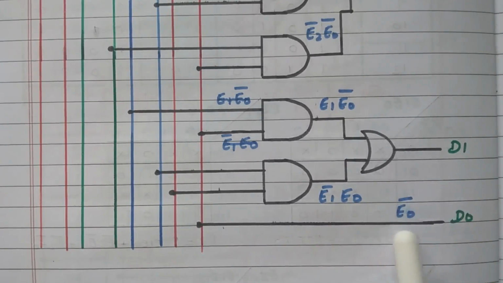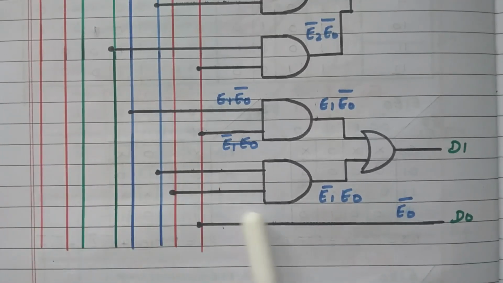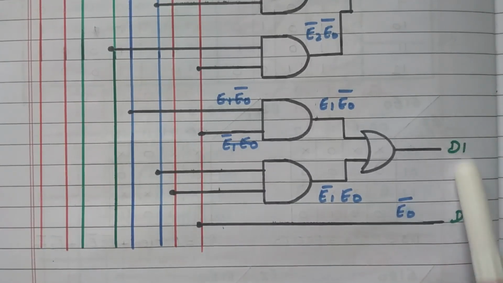D0 is nothing but E0 dash. So directly it is connected. This is the LSB value, the LSB of the BCD code. So now, from these lines we get the XS3 code. By connecting the logic gates, we got the BCD codes D3, D2, D1 and D0.